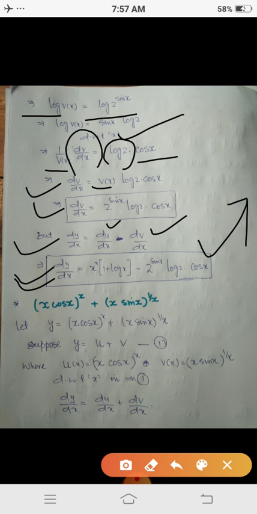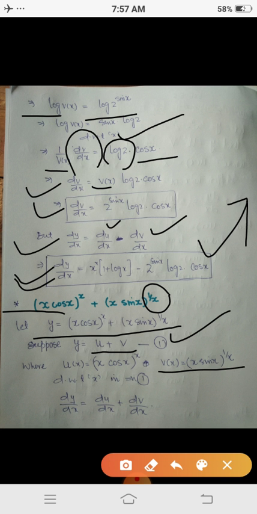Similarly, if we have a function which is the sum of two functions, that is x raised to x, into cos of x raised to power x, plus x into sine of x raised to power 1 upon x. Let y equal this given function, which implies that y equals, suppose, u plus v. Name it first, where u of x is x into cos of x raised to power x, v of x is x into sine x raised to power 1 upon x.